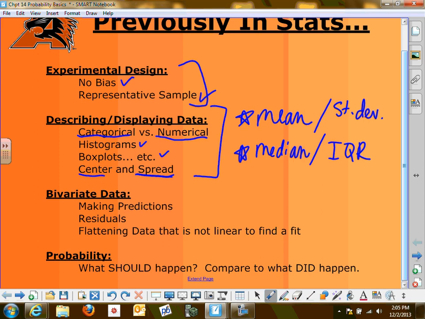Now, I want to use mean and standard deviation, but there are some times when I would not. When would I be cautious of using mean and standard deviation? If my data had skews or outliers. Very good. Because I know that mean is pulled, what? In the direction of the skew. Very good. All right. So, we collected data, we displayed data.